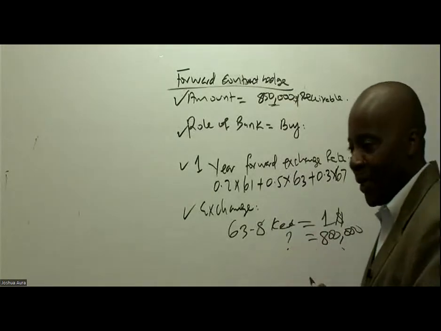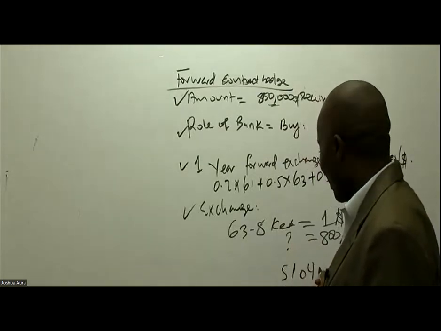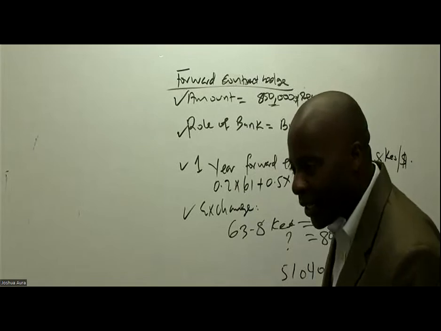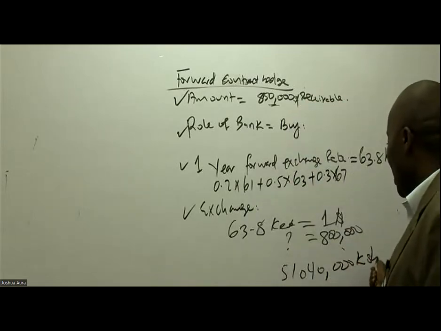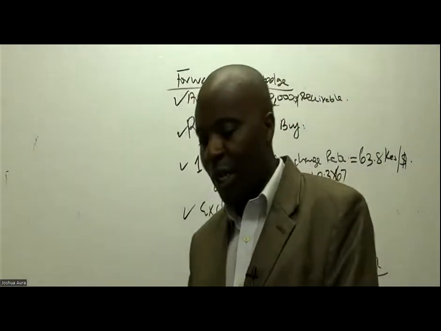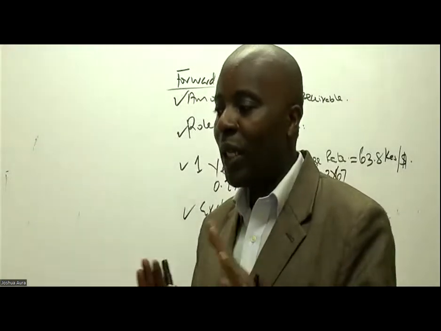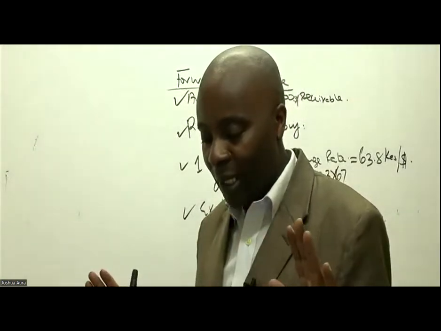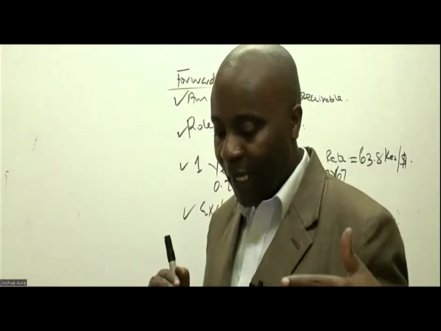This calculation gives 51,040,000, yes. The only thing you guys never said is that these are Kenya shillings. Many students don't even start working on this question. When they hear that, they get totally confused. But I have now done the first one, which is the forward market hedge.